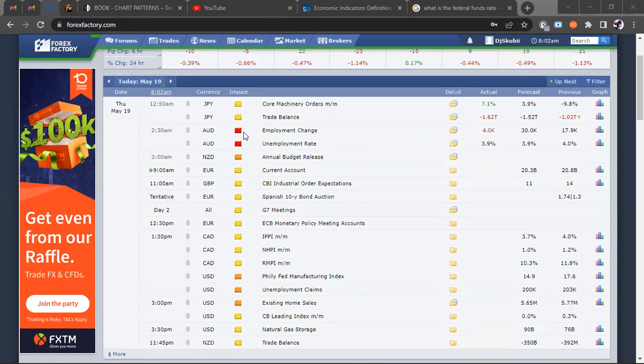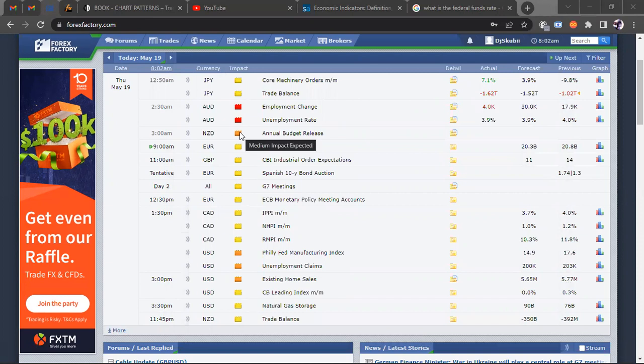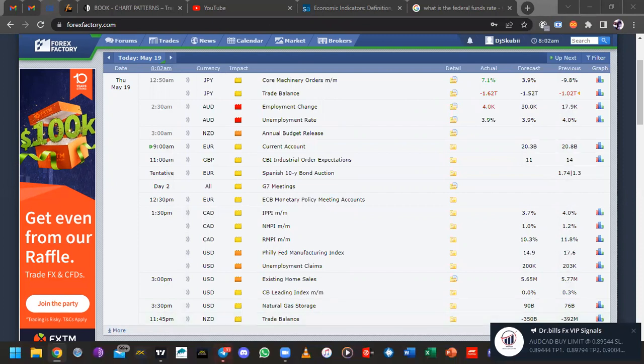So let's look at fundamentals. As usual, we'll start with fundamentals to know what news we have, if we're going to have any distortion in the markets. For now, there's really nothing because the high impact news already happened by 2:30 a.m. That was on AUD. We have mid impact news on the USD around 1:30, but this will barely move the market. Unemployment claims, the Philly Fed manufacturing index, and existing home sales by 3 p.m. That's not going to be a problem.